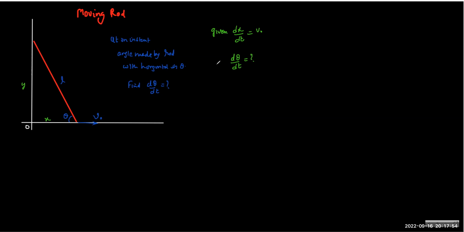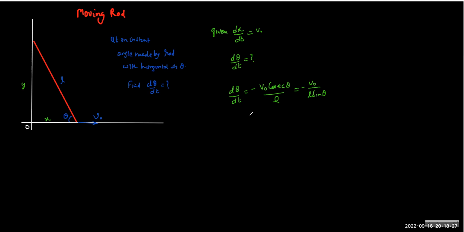Done, sir. Very good. So what is the answer? Minus V naught cosec theta by L. Which is the right answer? Minus V naught cosec theta by L, like this. Yes, sir. And the minus is representing that as the rod will move forward, theta will decrease, correct? The rod will slip like this, theta will decrease.